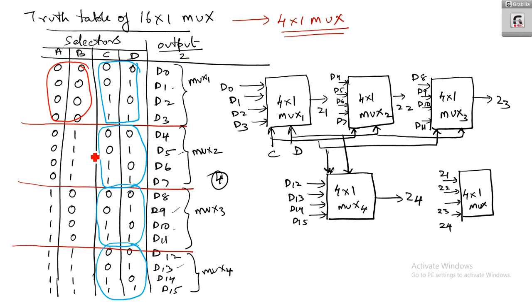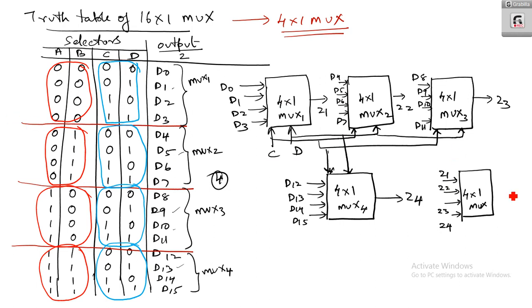Again, if A is equal to 0 and B is equal to 1, what will be selected? Mux number 2 will be selected. Again, if you are taking this combination, when A is equal to 1 and B is equal to 0, which will be selected? The output of mux 3 will be selected. Again, when A is equal to 1 and B is equal to 1, which will be selected? Mux 4 will be selected. That is Z1. That means Z1 corresponds to C is equal to 0. That is this combination of CD plus A is equal to 0 and B is equal to 0.